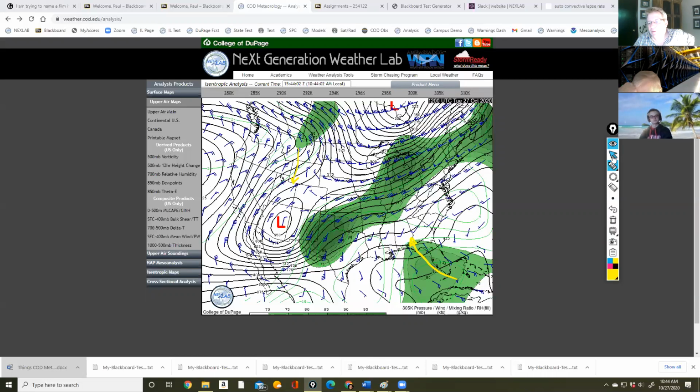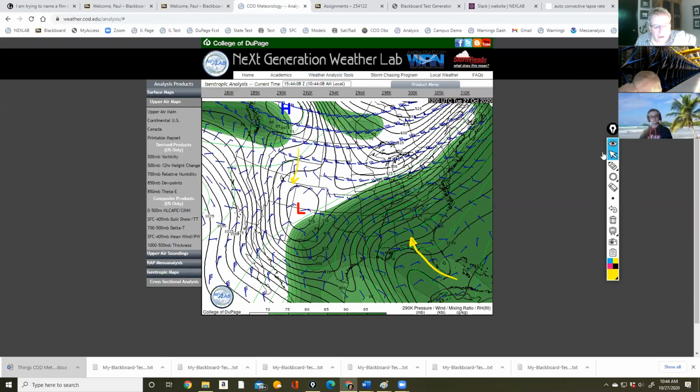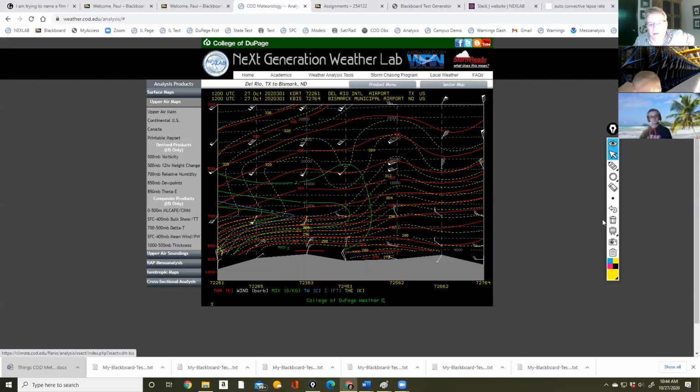One of the cool things that we have also is this product. We have cross-sectional analysis. Yeah, I've looked at these. So if I want to go, let's go Del Rio to Bismarck, I get theta, which is in the red. And again, you see now the vertical, it's fairly stable here. This is not a really good example, but we can find where they're furthest apart is where the air is least statically stable. So that would be in this area here.